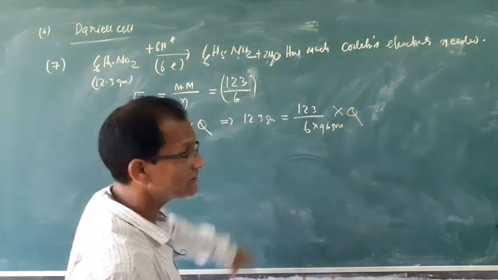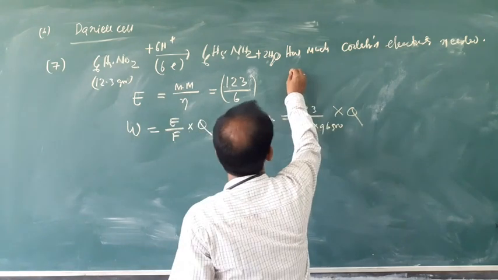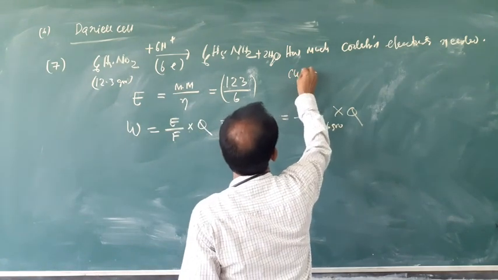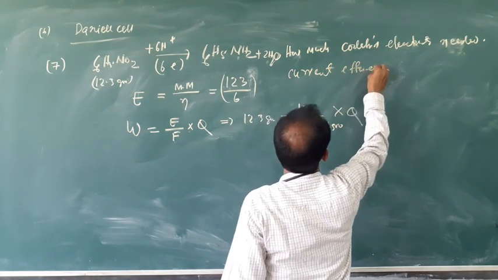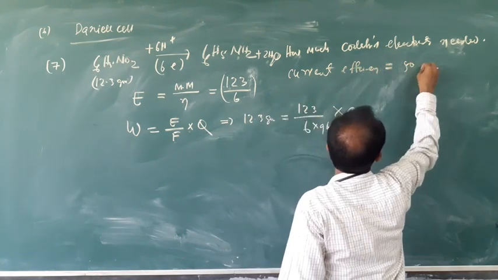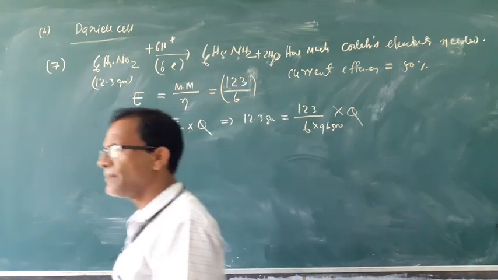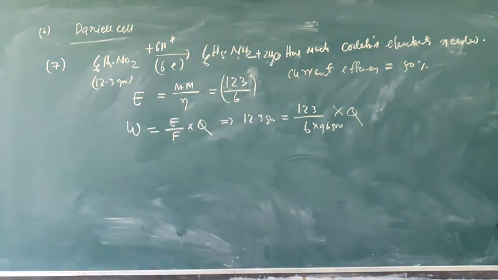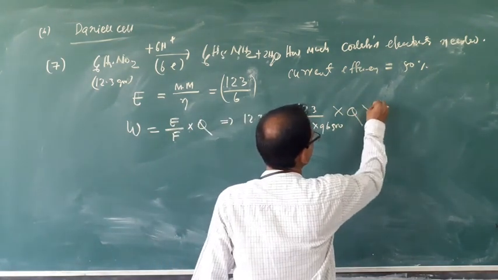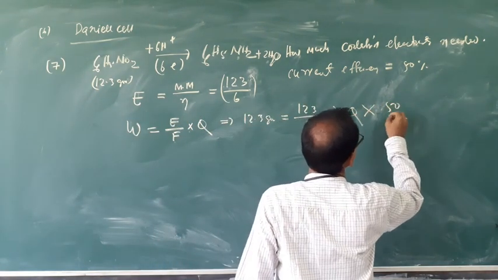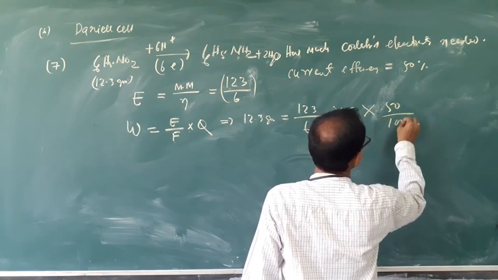But here another thing is given. Current efficiency is given. As per the question, current efficiency is 50%. 50% efficiency means not 100% of the current is used. Here, 50% current used means you have to multiply by 50 by 100.